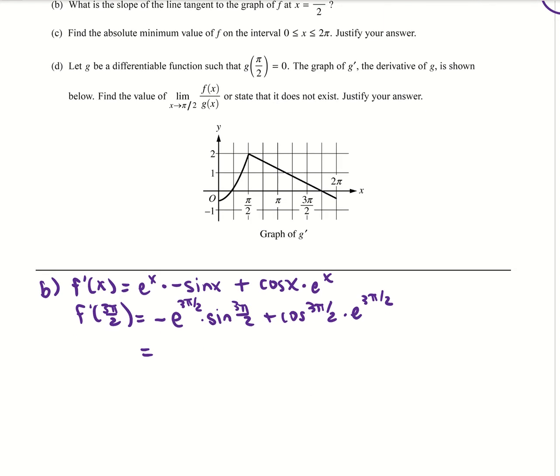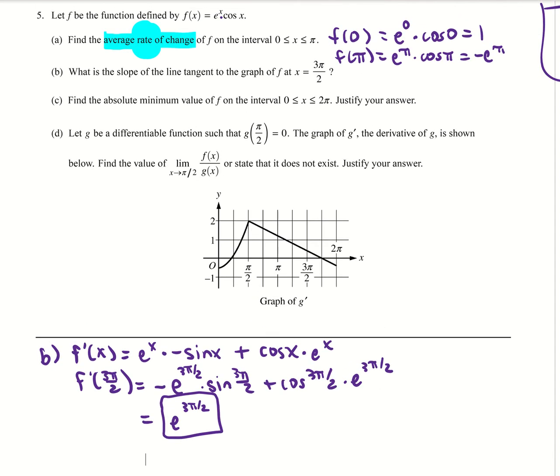Well, the sine of 3 pi over 2 is -1. Times this -1, this would be e to the power of 3 pi over 2. And then this is 0 times all of that, so that will 0 out. So for part B, it'll be e to the power of 3 pi over 2.